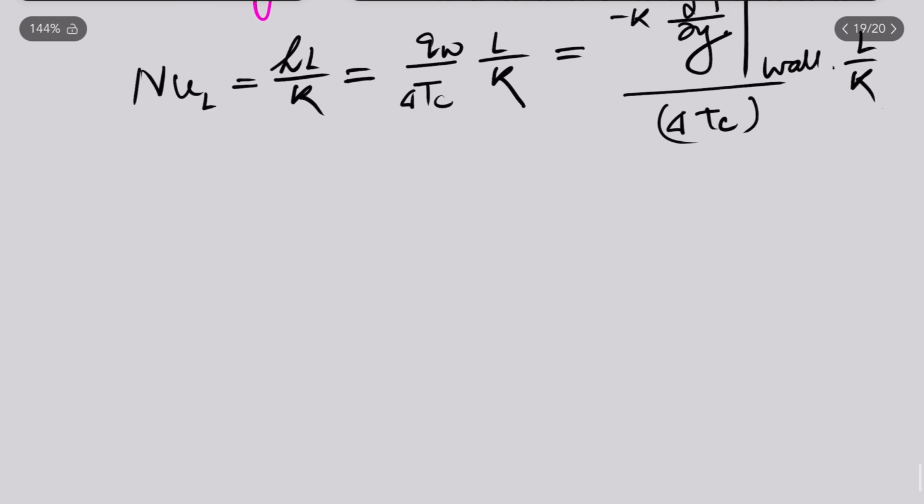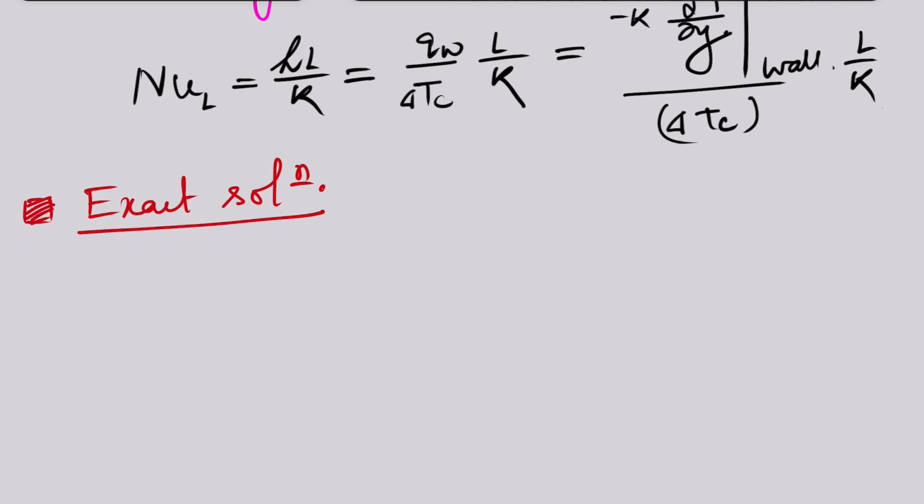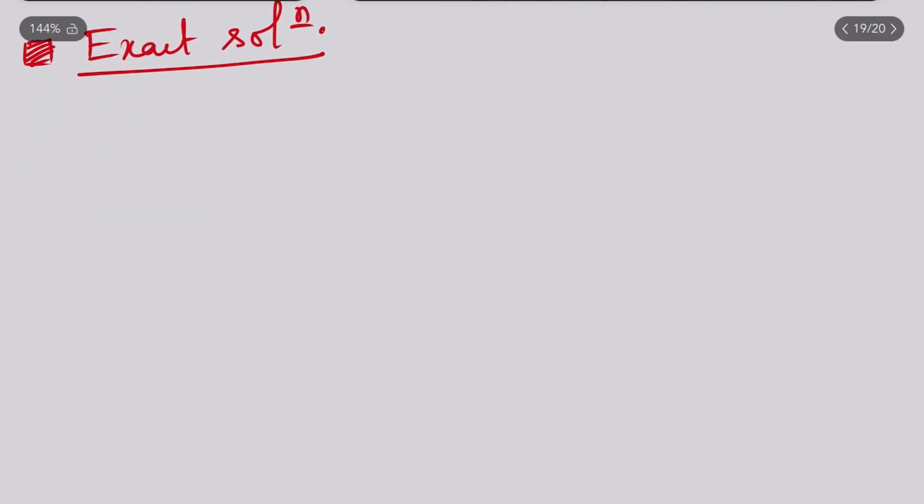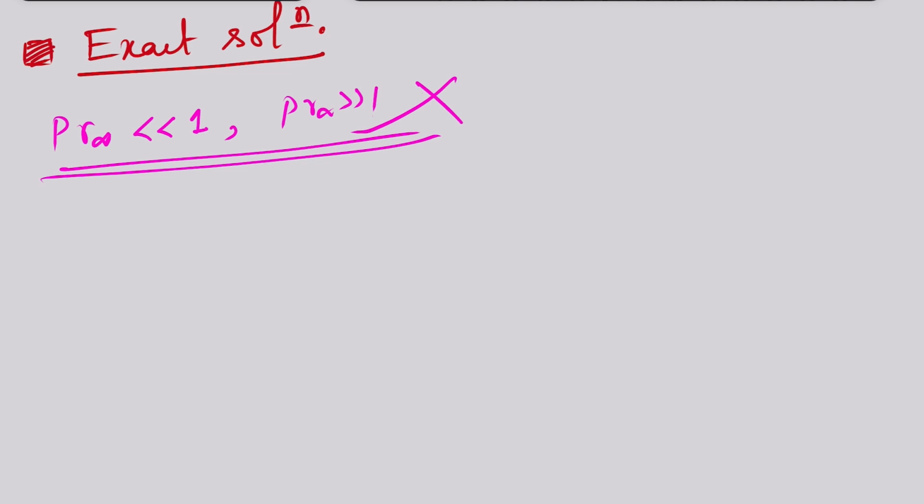Okay, so now our next task will be to look for the exact solution. This is very interesting. Here firstly we will not assume anything like that my Prandtl number is either less than 1 or greater than 1. We will not take any assumption on the Prandtl number. Only the incompressible fluid and the properties of the fluid being constant, we will assume only these things. Clear?